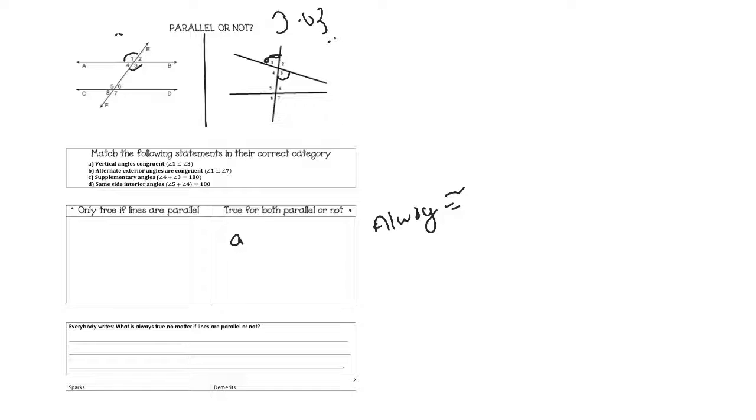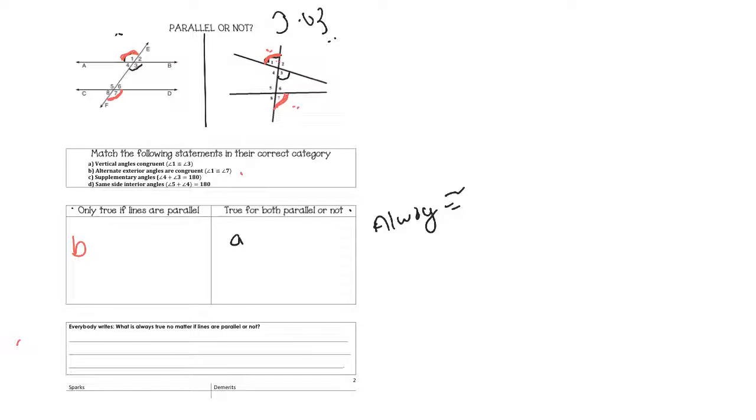All right, let's look at B. Alternate exteriors are congruent. So angle 1 is equal to angle 7 here. I see that. But 1 here is not equal to 7 here. This 7 looks bigger than this one. This one's obtuse, this one's acute. So those are not equal. So this is only true for parallel lines. Alternate exterior are congruent only if my lines are parallel. If they're not parallel, those are not equal.